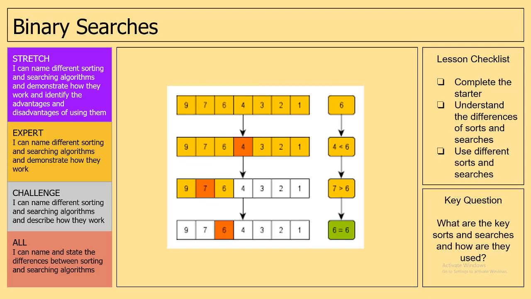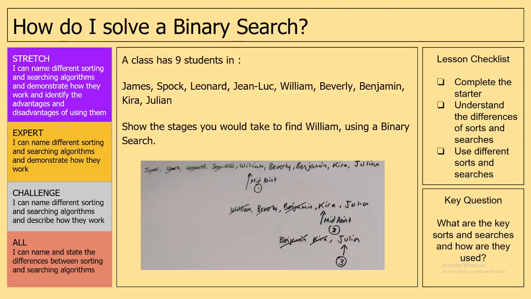I know the next question you're going to be asking yourself: how do we solve a binary search? Again, we've got a similar question to the previous example. Class has got 9 students in. You can see the names there. Show the stages you need to take to find William. Now, when I wrote this question, I didn't really think about the list that I was putting them into, because you can see here that it's not organised. Bad Mr. Rutherford-West, naughty me. But we're still going to work with it anyway.